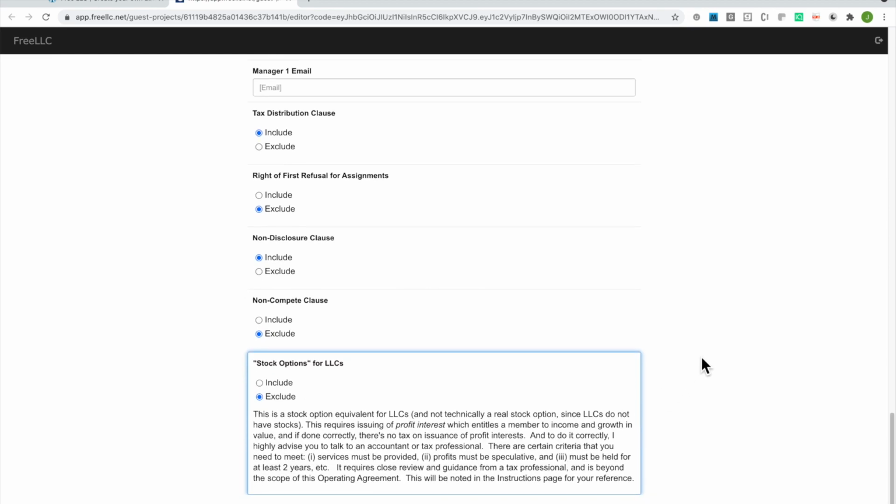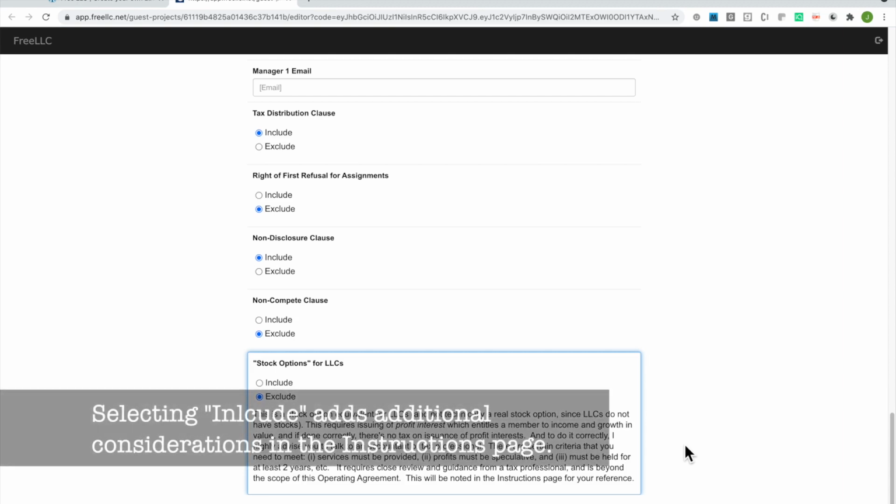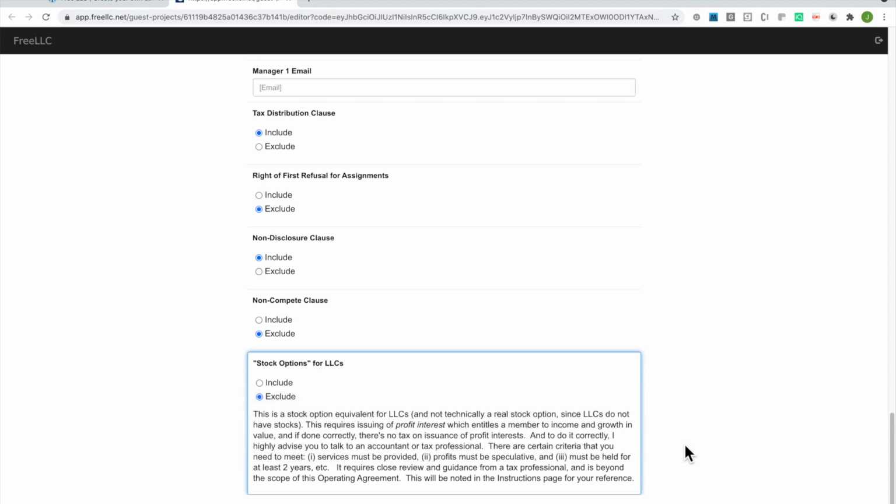And the last item is stock options and quotes, because they are not really stocks. They're actually profit interests, which we talked about earlier. But in order to not have them be taxable when you issue them, you need to jump through some hoops, some of which are explained in this help text here. But in any case, it's beyond the scope of this application and the project. So you definitely need to work with an attorney to build that concept in. And some of these quote unquote warnings will be repeated in the instructions.